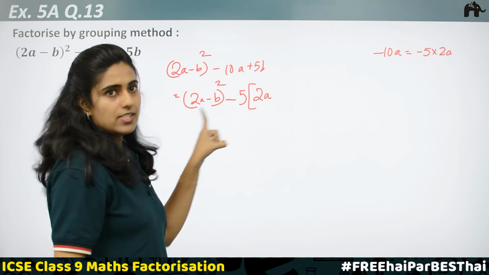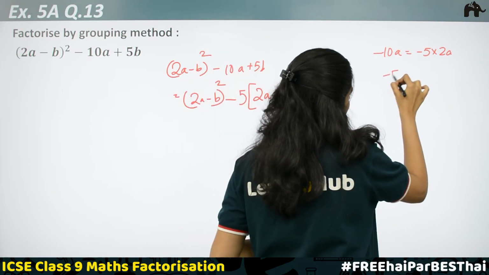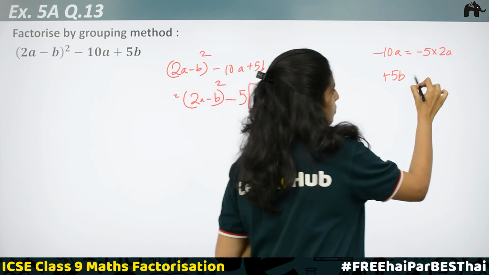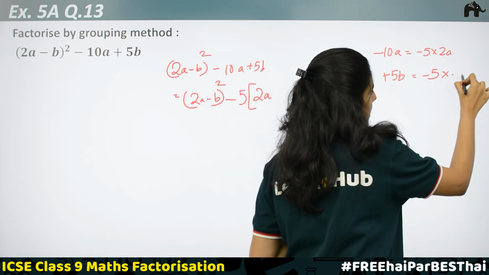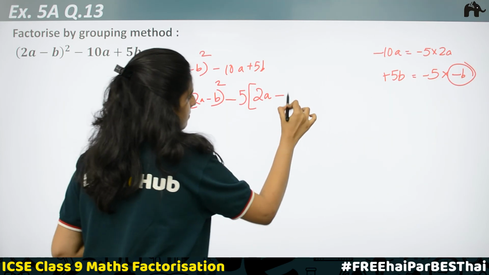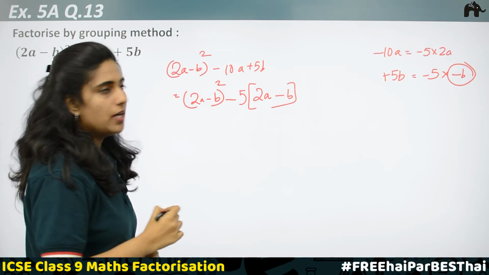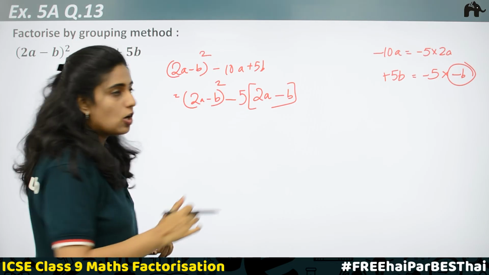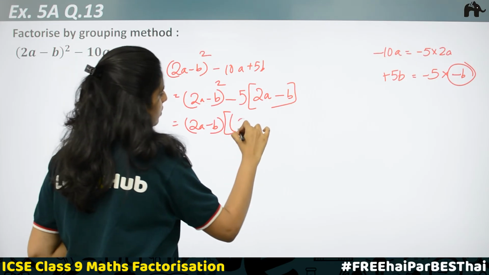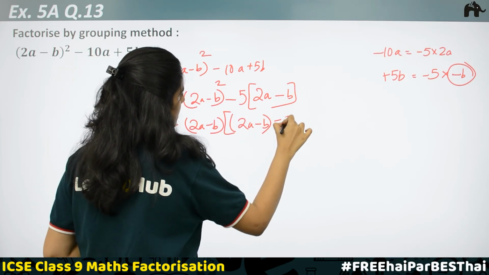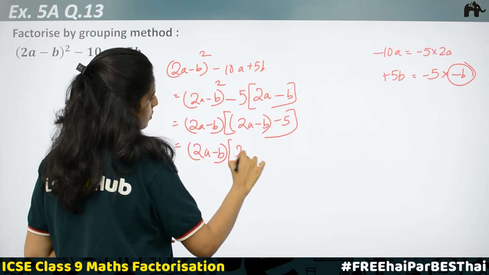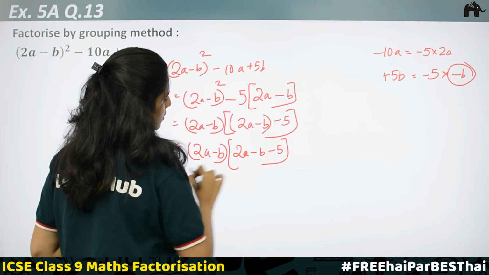Okay, minus 5 is taken out. We need to get plus 5b. How to get plus 5b when you have a minus 5? You will have to multiply with negative b. Therefore, inside the bracket you will be having minus b. Now what is common? This is your first term, this is your second term. 2a minus b is common, taking out. Then we have 2a minus b minus 5. That is equal to 2a minus b into 2a minus b minus 5. So this is the answer.